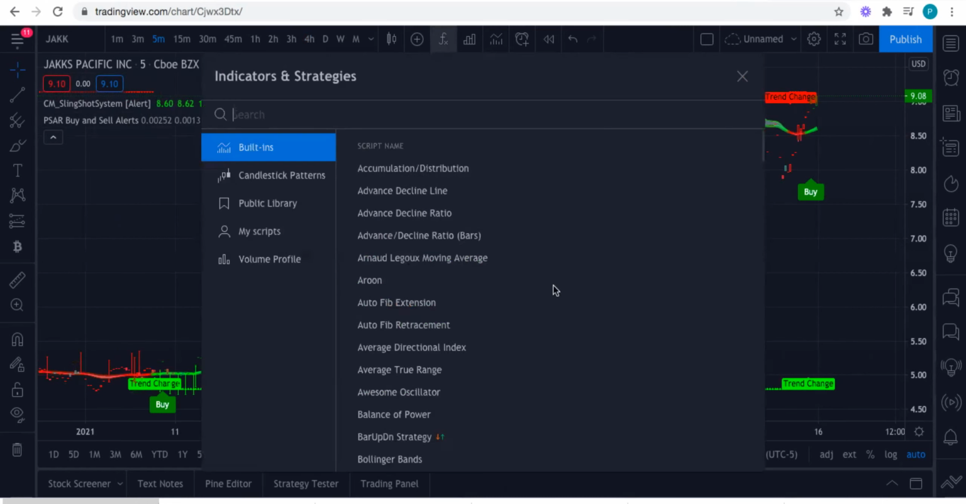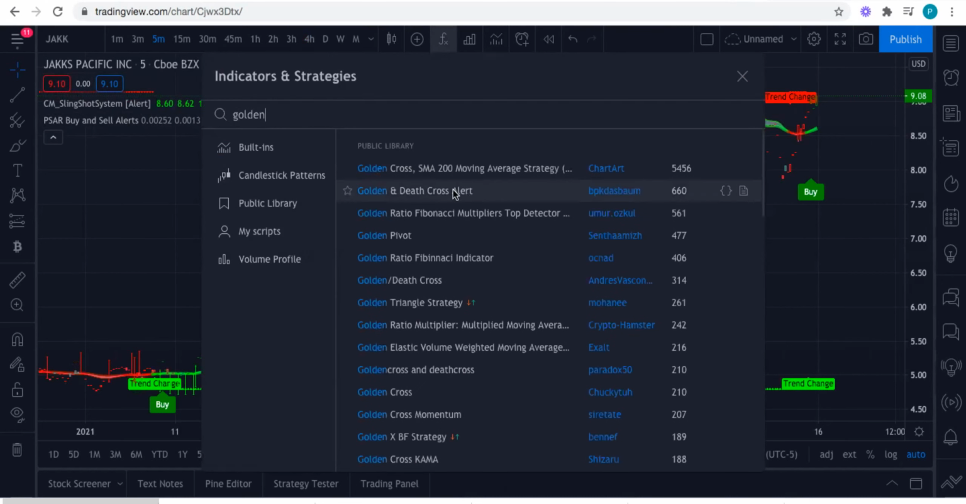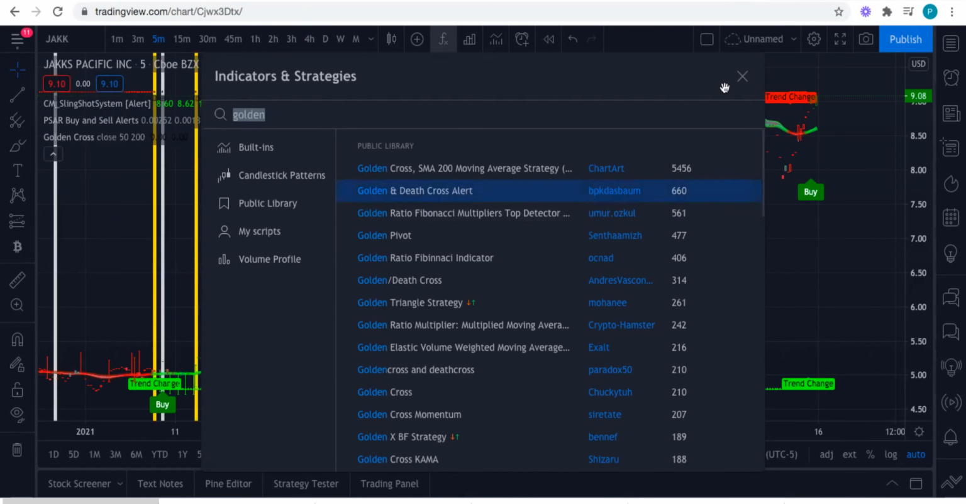And the last one is the golden and death cross alert, which is right here, the second one, okay? Not a lot of people know about this. There's only 660 people on planet Earth using it right now, but it works wonders, and I'll show you why. We're going to click that there.